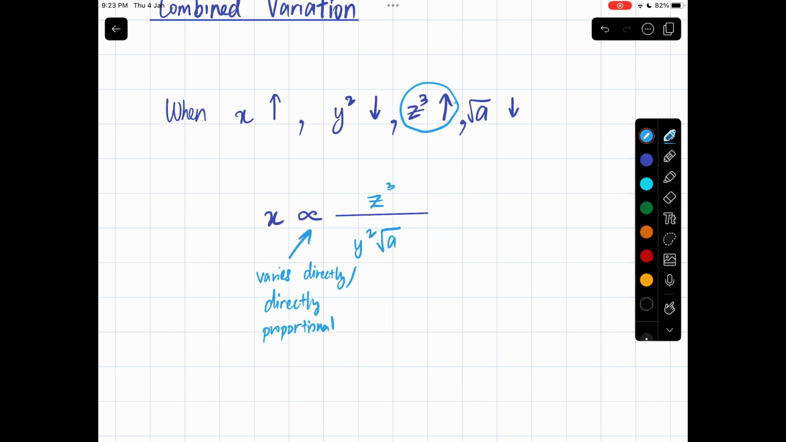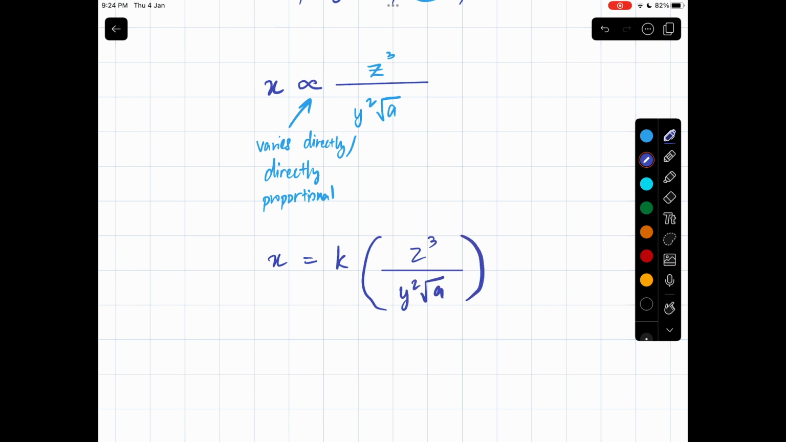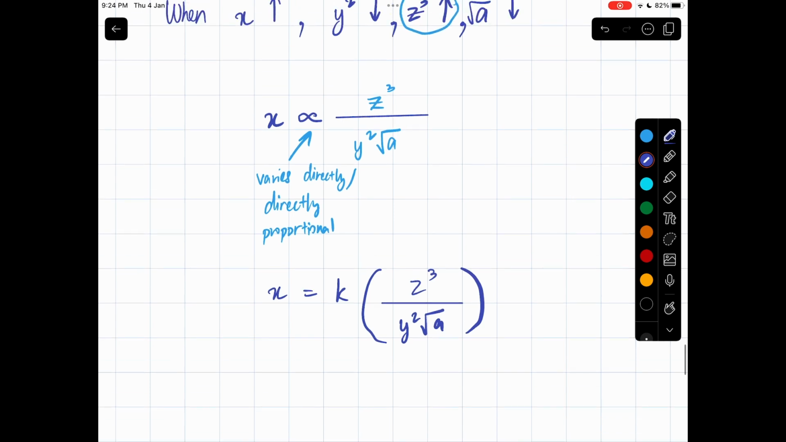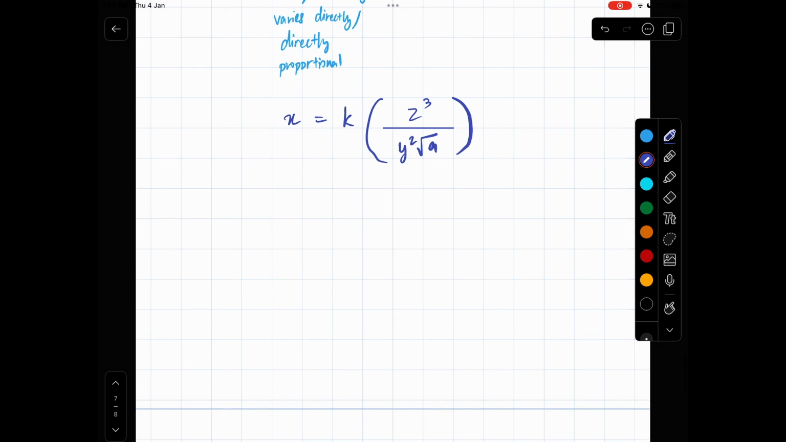So if you would write it in the form of an equation, it's not a biggie. What we have to do is just add in the k. The proportion symbol becomes equals k, and the whole term here will be put in a bracket because it's a multiplication relation. Z cube over y squared square root of a. It's the exact same thing. There's no difference when it comes to changing the variation form into equation form. So that's what we have for combined variation.